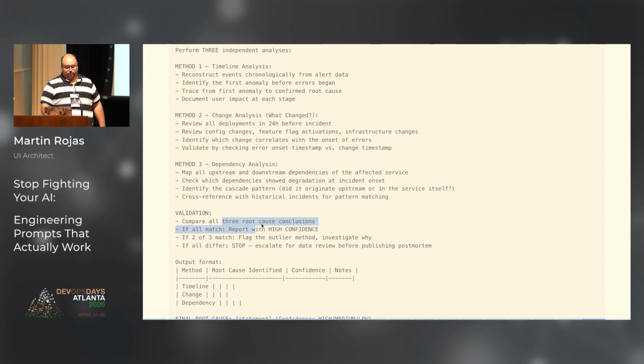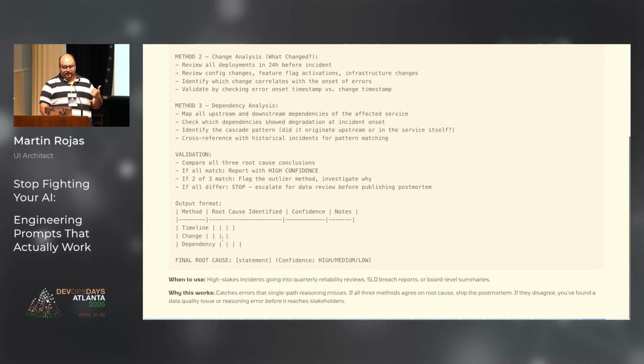Hey, compare all the root causes that each one identified. If they all match, then you have confidence. If only 2 or 3 mentioned it, right? You're having it compare the responses and give you those things, and then a final root cause. So it is that validation that you're doing, the self-consistency.